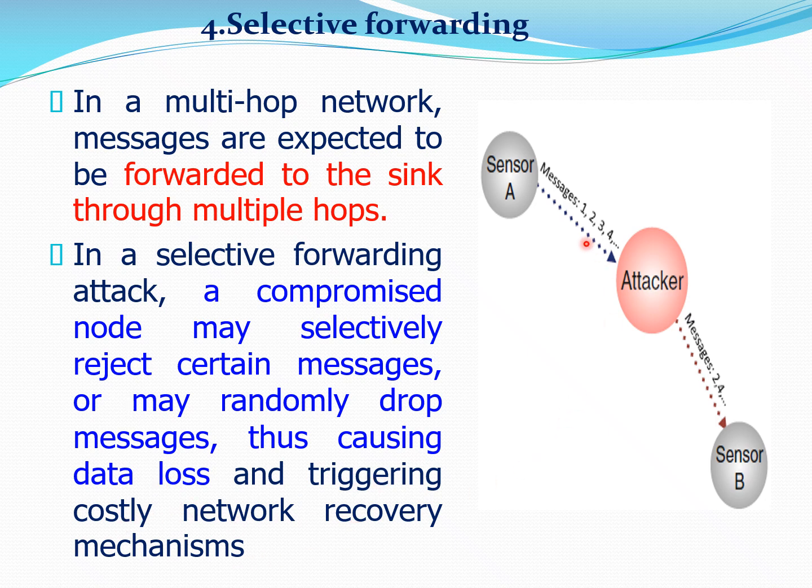Now, see here, I have sensor node A and sensor node B. Sensor node A transmits messages. Now I have an attacker in the middle. It does not transmit all the messages that are coming from sensor node A. For example, in the figure, message 1 is dropped and message 3 is dropped. So it selectively rejects certain messages, creating data loss. This is called selective forwarding.